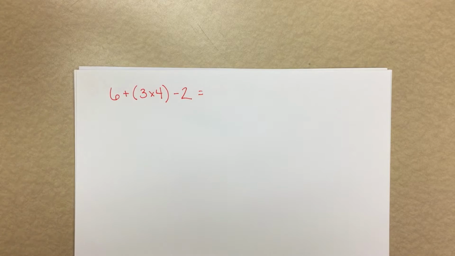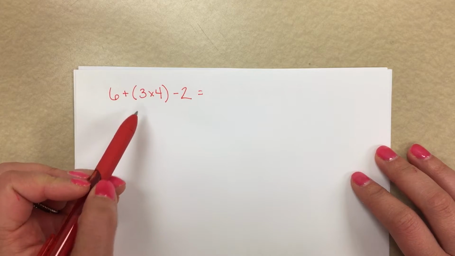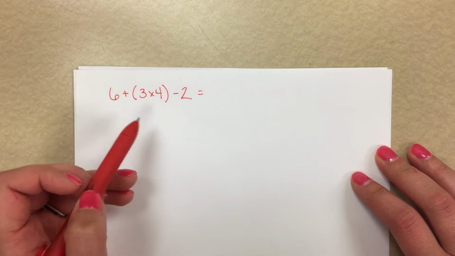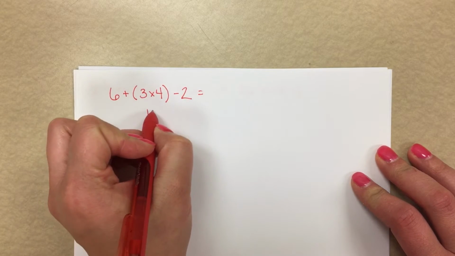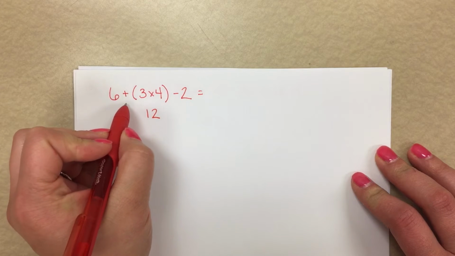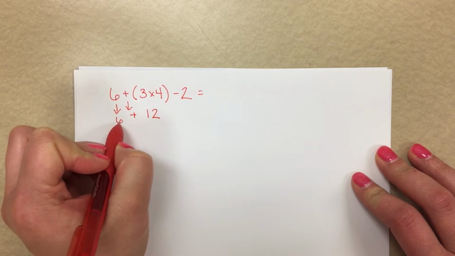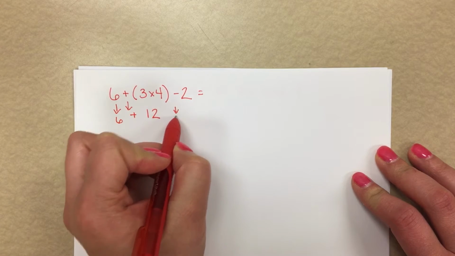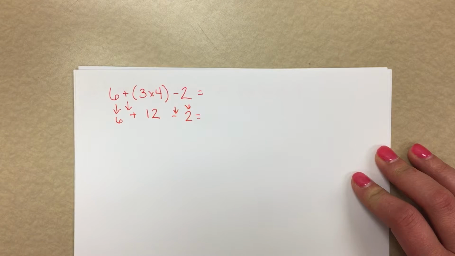The very first thing that I need to do is this multiplication that falls inside of the parentheses, because parentheses come first. So if I was doing this, I would do 3 times 4, which would give me 12. And then I would pull down the whole rest of my problem. So I'd pull this plus sign down, I'd pull this 6 down, the minus, and the 2. So those would all come down, okay? So now I'm left with 6 plus 12 minus 2.